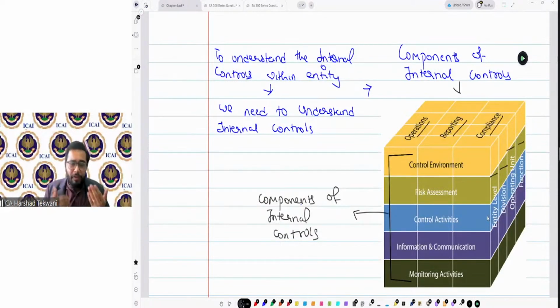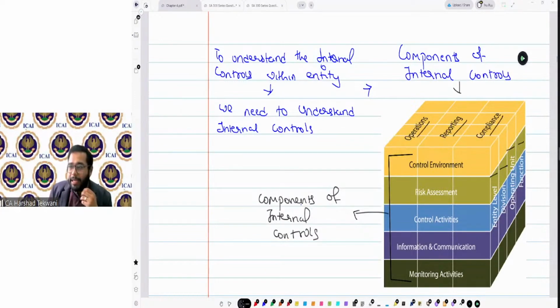Okay. So we have a three-dimensional tool, but as of now we are only referring to the components of internal control. In order to understand the internal controls within the entity, you need to understand the components. That is for sure. Without that, you cannot understand the internal controls. Now, why so? Why do I need to understand the components to understand the internal controls? Because I need to know where it is written and where it is coming from, that this is the thing I need to do.